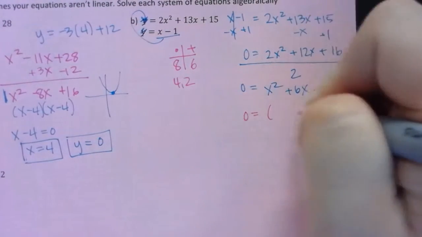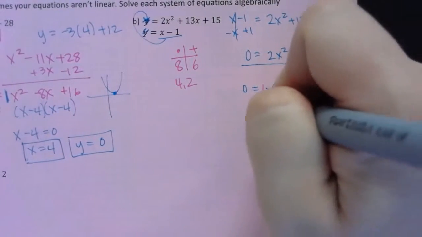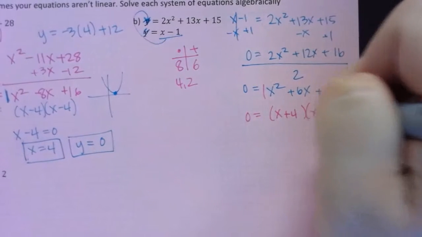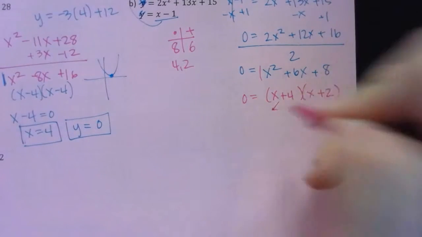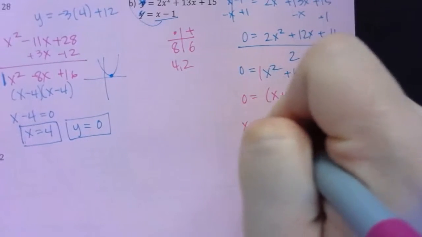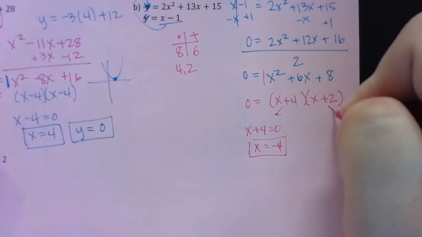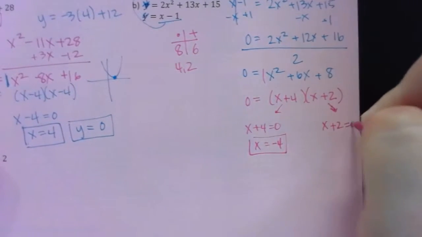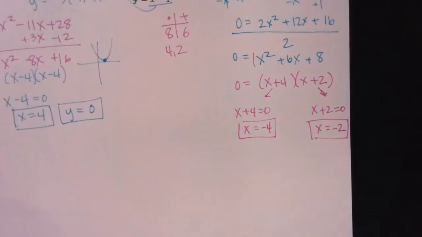0 equals, if it's anything other than 1, we have to factor by grouping, but in this case we don't. You will one day. Today's not that day. And then how do I finish this off? I set this equal to 0. X plus 4 equals 0. X equals negative 4. That's my first x. I set this equal to 0. X equals negative 2.